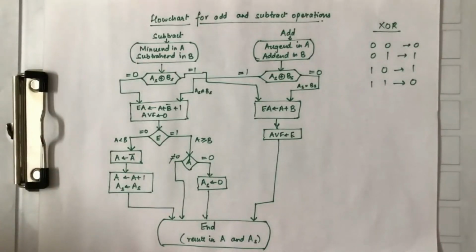So this is the flowchart of addition and subtraction, which shows how addition and subtraction of signed magnitude numbers is performed. I hope this video was useful to you.